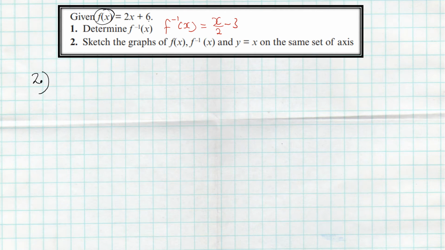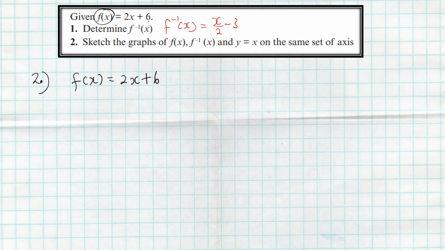Okay, let's look at question 2. It says sketch the graphs of f of x, its inverse, and y equals x on the same set of axes. So now here is where you'll get to know how to sketch the inverse of a function. I'm going to first sketch the graph of f of x. So I have f of x equals 2x plus 6. You know this is a linear function.